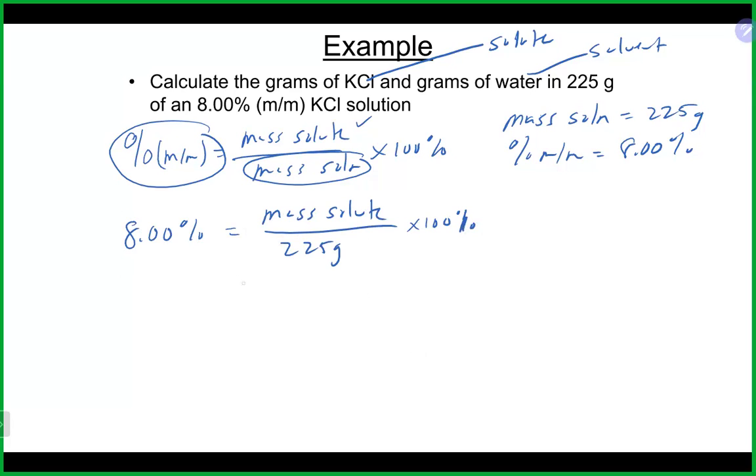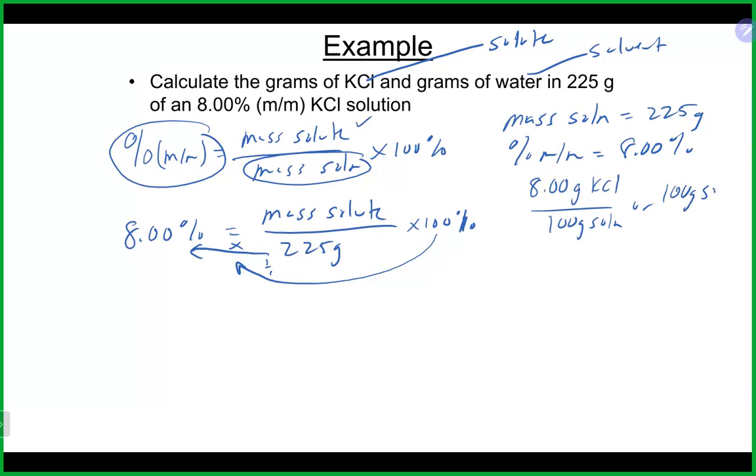Once again, here we will multiply the 225 to the other side and then divide by 100. If you did not want to do it that way, again, you could turn this into 8 grams of KCl and 100 grams of solution. Or in 100 grams of solution, there are 8 grams of KCl. And you basically could do 225 grams of solution.